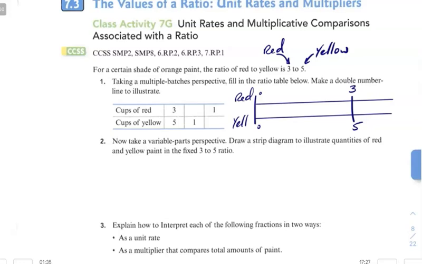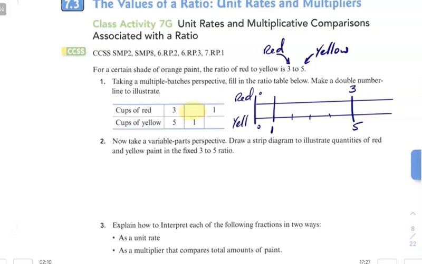But what if I wanted to figure out how much red I need for just 1 cup of yellow? So how much red I need for 1 cup of yellow, for every cup of yellow. Well, I know that when I have 5 cups of yellow, I need 3 cups of red. But if I try to find how much I need for 1 cup, for 1 cup, I need to take 1/5 of that distance, because it's 1/5 of 5.